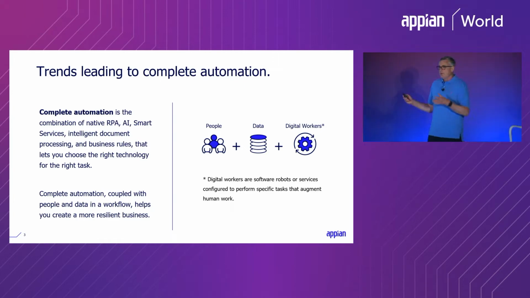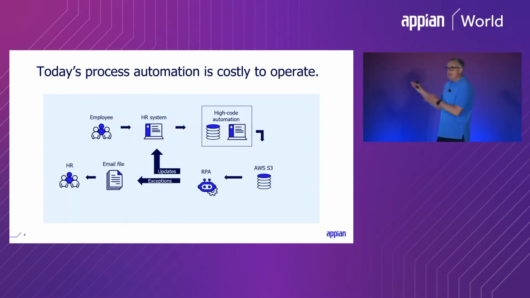So let me show you an example of what end-to-end automation looked like for me. This is a simplified version of an actual process that we implemented involving time management and payroll. So this was our end-to-end automation process, or what we thought was maybe complete automation at the time. And I'm going to show you it actually was costly to operate.